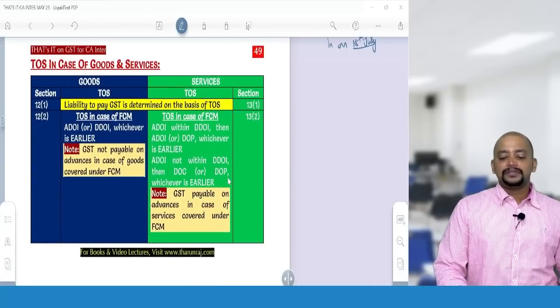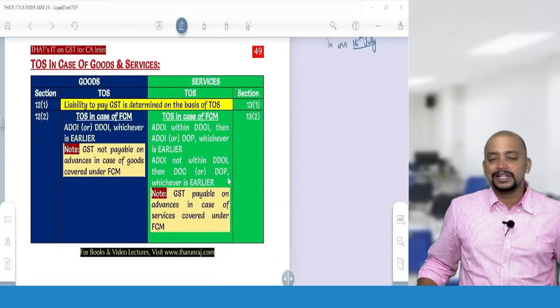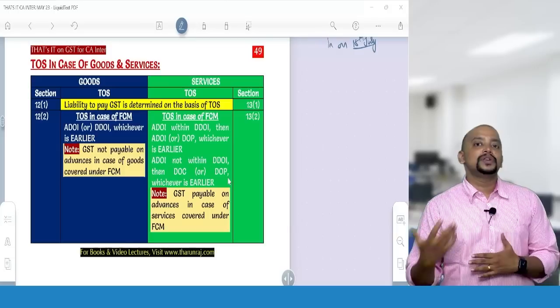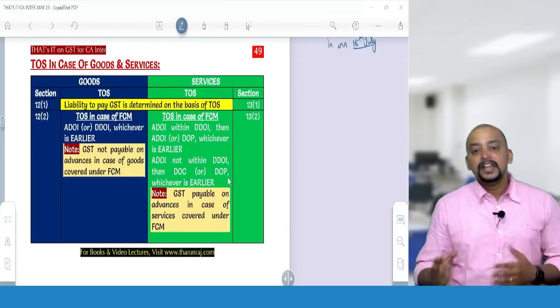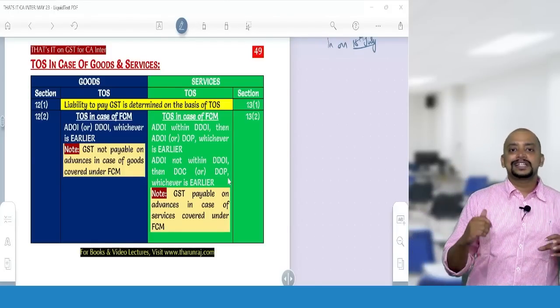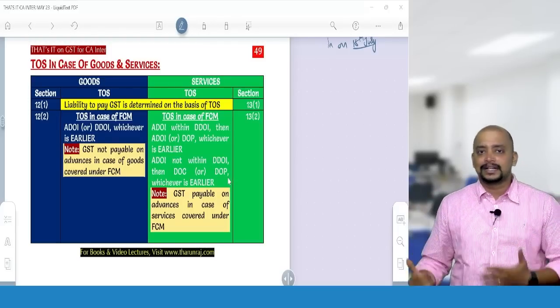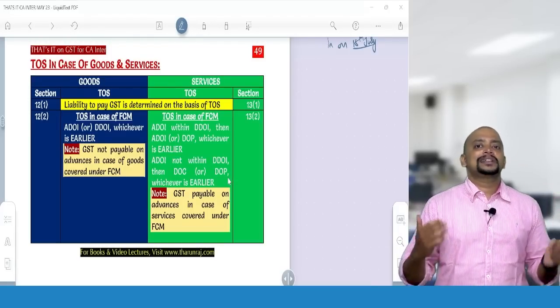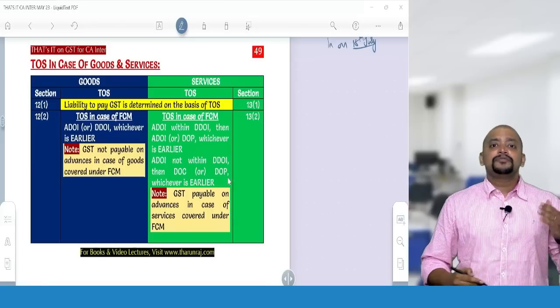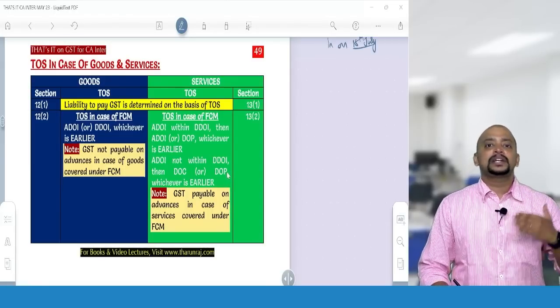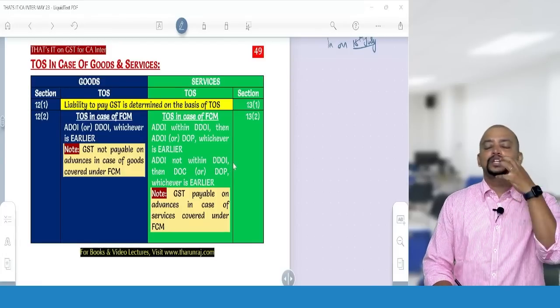Then we have time of supply in case of goods and services. So far what we have seen is the due date of invoice, that is given in section 31. Whereas time of supply in case of goods is given under section 12 and time of supply in case of services is given under section 13. In that, 12 subsection 1 and 13 subsection 1 say that if you want to determine the liability to pay tax, that liability to pay tax is dependent upon the time of supply. That is the basic objective of time of supply.